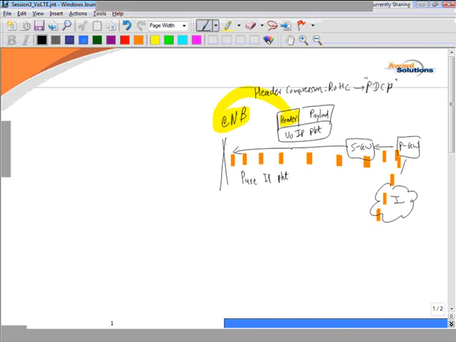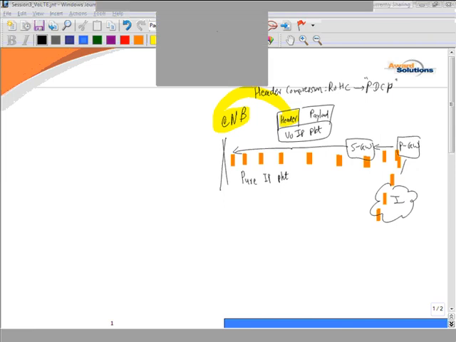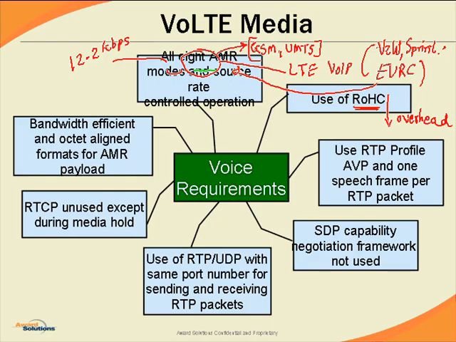So that's what we will do for reducing the overhead and supporting more users on our existing resources, maybe 10 megahertz bandwidth, maybe 5 megahertz bandwidth.